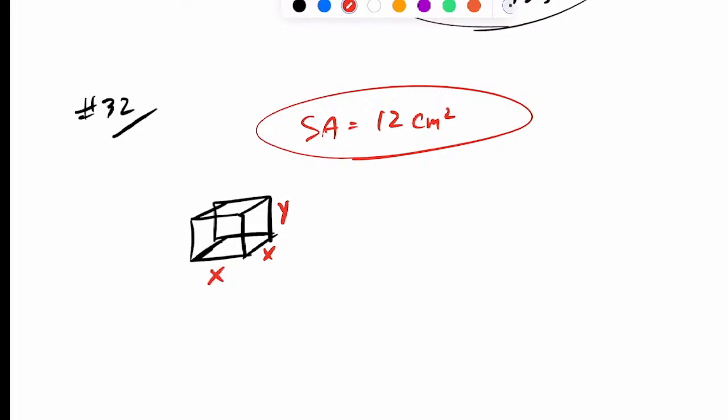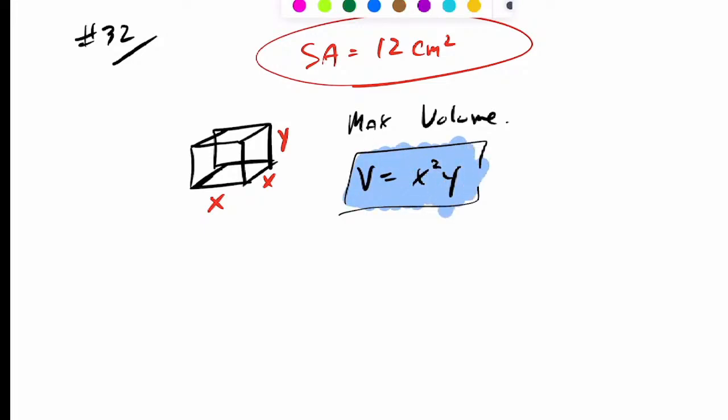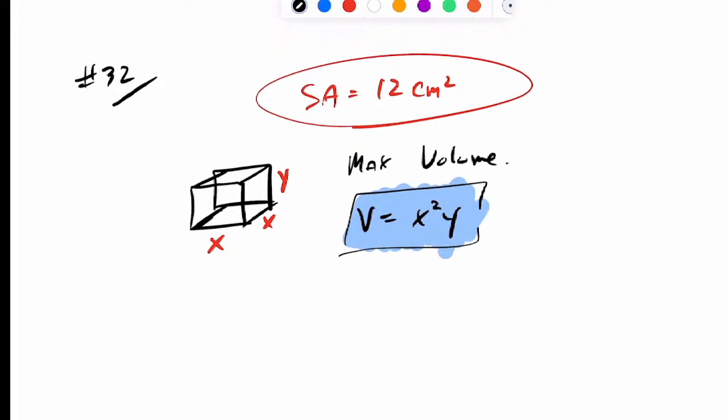They want you to maximize volume. So if I want to maximize volume in this question, create your volume formula. The volume of a square base box is going to be x squared times y. Like we usually talk about, you can't maximize two variables. You can only maximize one. So I have to use my constraint to try to eliminate some of this.